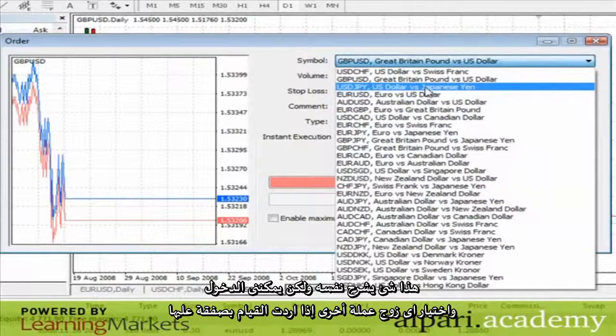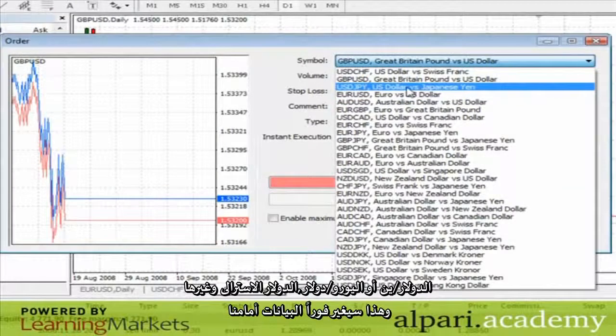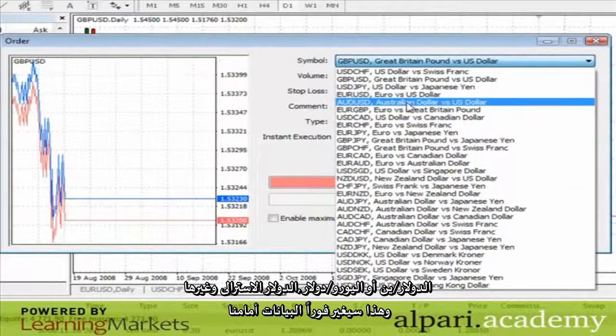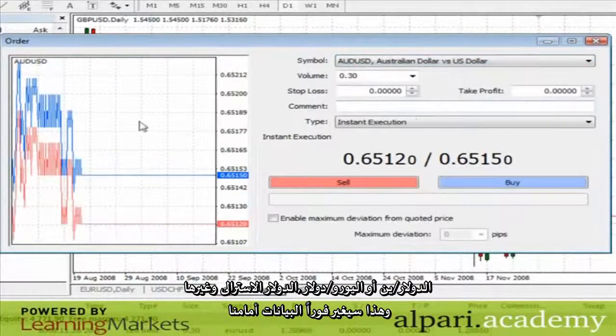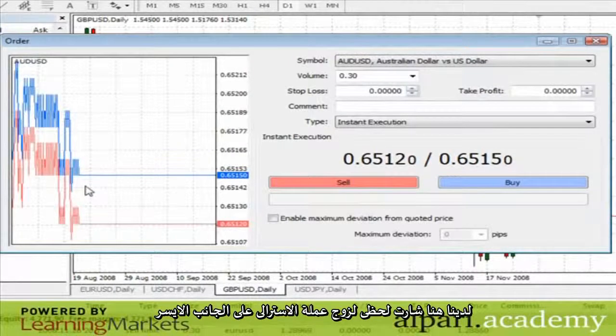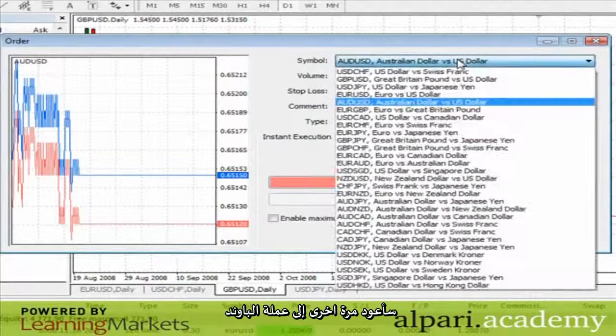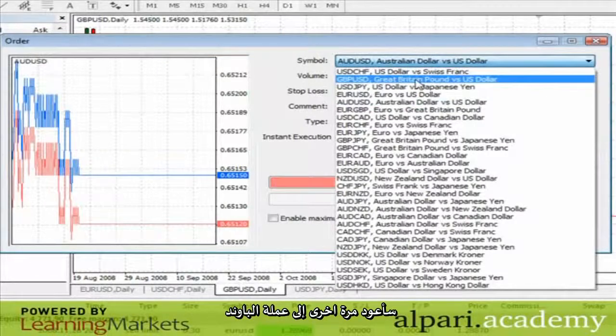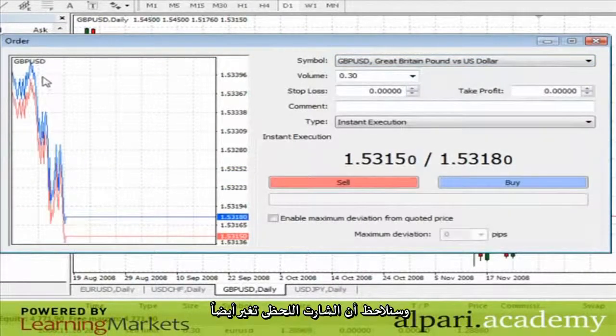If I really wanted to make an order on the dollar-yen or the euro-dollar, the Aussie-dollar, etc., I could select any of these and it would change the instrument that I'm trading. You'll notice that the thumbnail chart over here on the left-hand side has also changed. When I moved from the pound-dollar to the Aussie-dollar, I now have a little tick chart of the Aussie-dollar here on the left-hand side. Now I'm going to switch back to the instrument we were originally looking at, which was the pound-dollar. And my thumbnail chart, my little tick chart there, has also changed back.